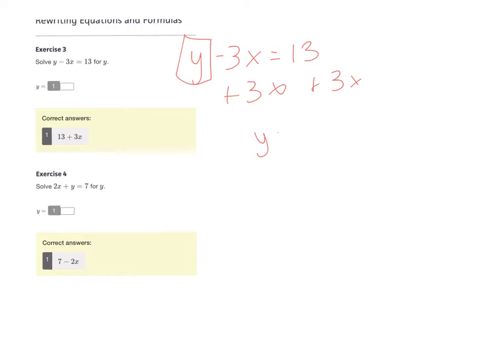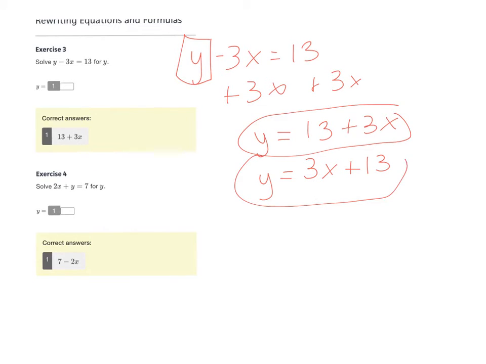So we should have gotten y equals 13 plus 3x, or the other way is y equals 3x plus 13. Either one of these should have worked in Big Ideas. Let's look at problem number 4.